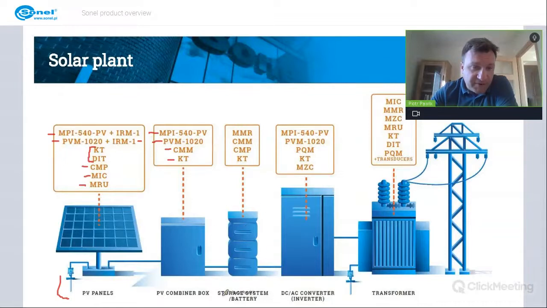Now, in case of the storage system, so the battery chain, we can check the continuity between the batteries. For this, we can use MMR 6500 or 6700. That's because they work together with clamps, and we can check if there are any leakage currents.